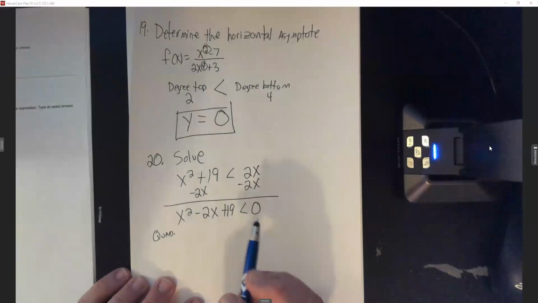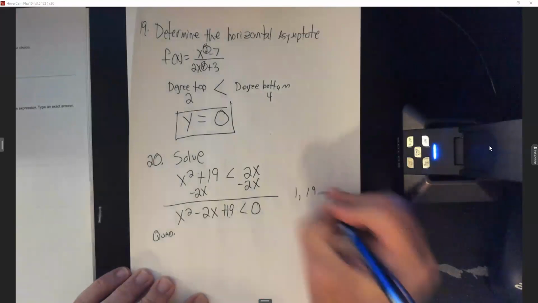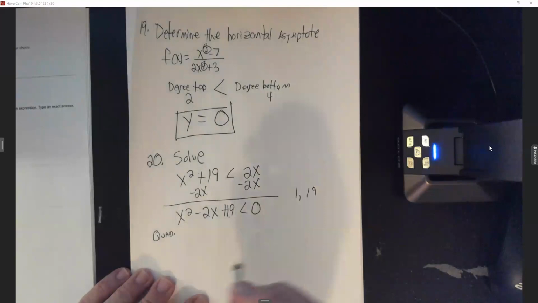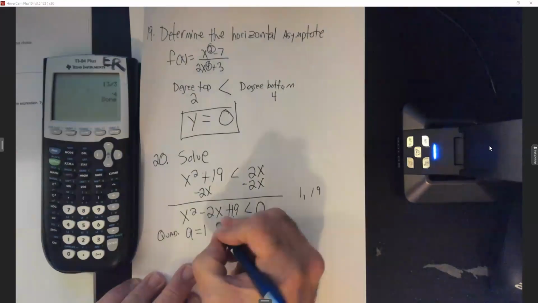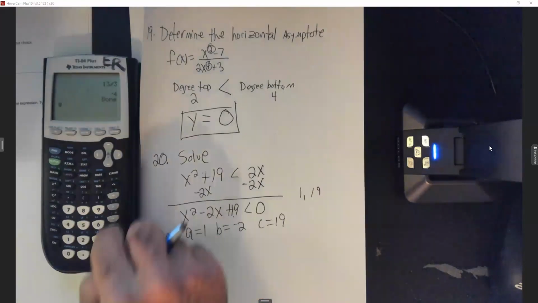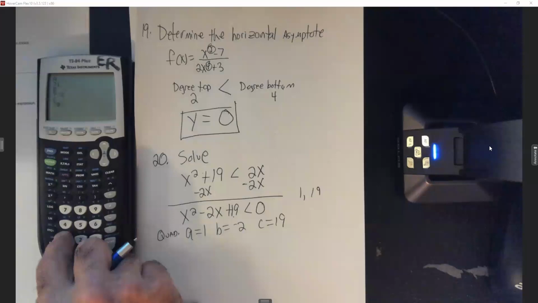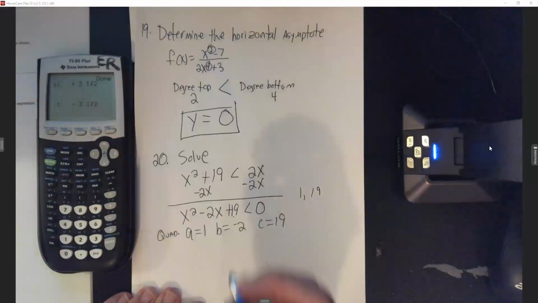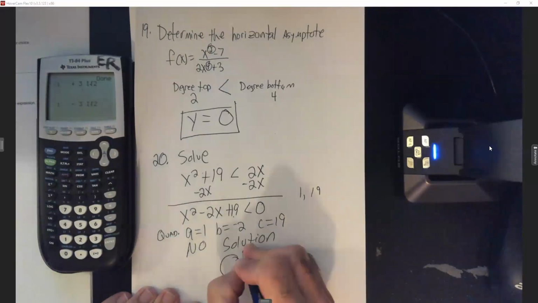So check this out. Are there factors of 19? The only factors are 1 and 19. Those aren't going to get a 2 by adding, no way in the world, right? So since no factors of 19 will give me a 2, this is a no solution. But also, let's look at the quad. We'll make a 1, b negative 2, c 19. So let me go to my quad. 1, negative 2, 19. Notice that gave me imaginary answers with the i's. So this is a no solution, which means it's the empty set.